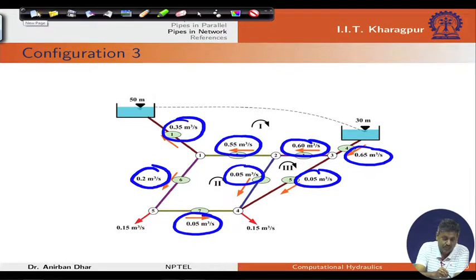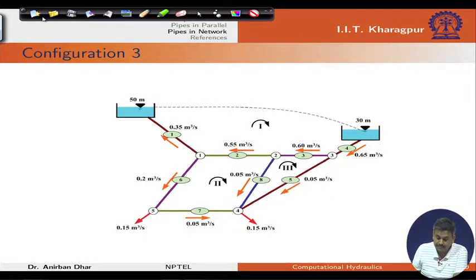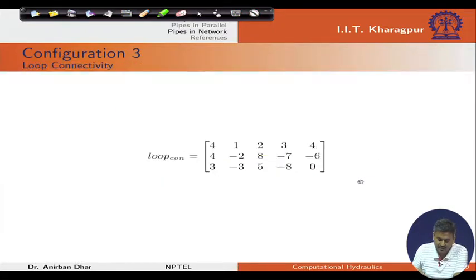So, in this case if I see the connectivity matrix, I can see that 1, 2, 3, 4. So, these 4 entries are actually positive entries. That means the flow is clockwise, and loop connectivity, if I see, this is -2 and -3. These are only 2 changes here.